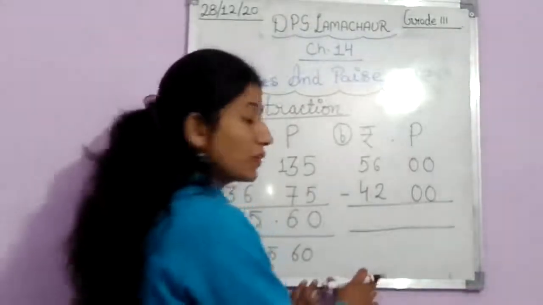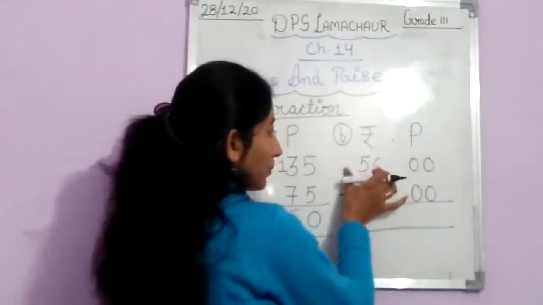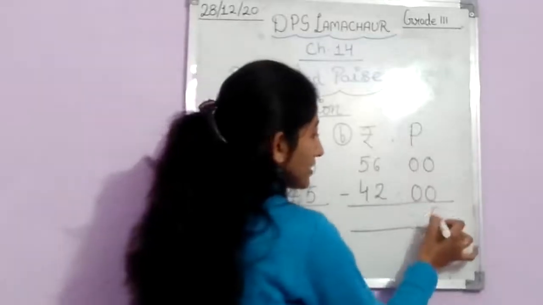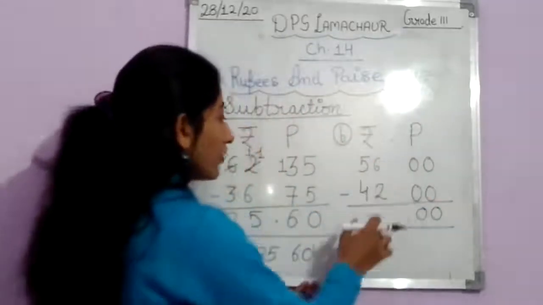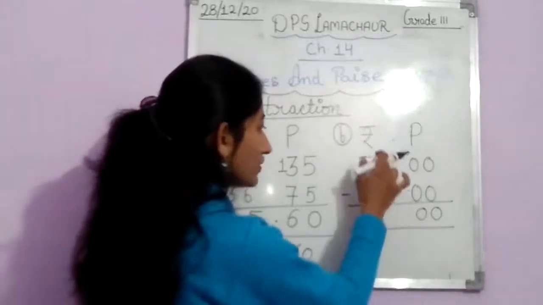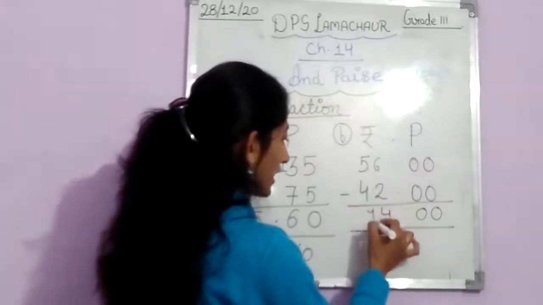Okay. Now this one. See what you have to do here. This is paisa side. This is rupee side. 0, 0 simply 0. 0, 0 simply 0. Nothing you have to do. Now subtract from this side. 6 minus 2. It is very easy. You will get 4 and 5 minus 4 you will get 1.